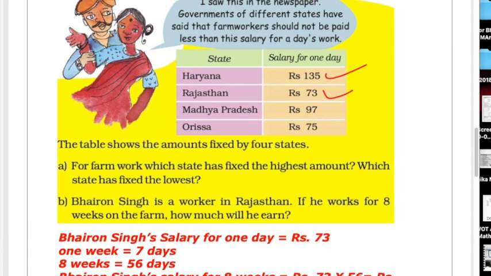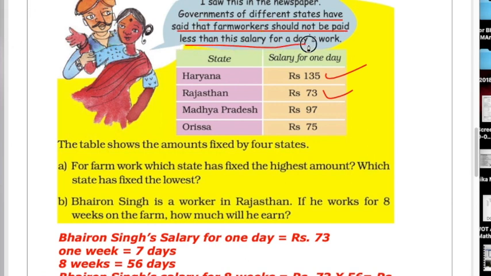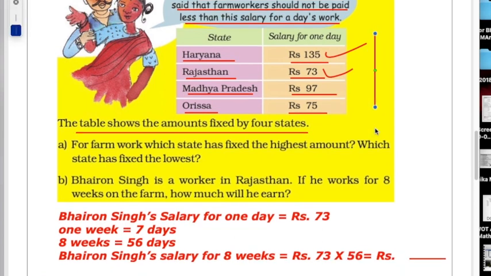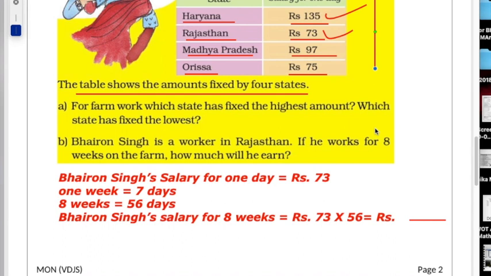Now the next question. I saw this in the newspaper. Governments of different states have said that farm workers should not be paid less than this salary for a day's work. For Haryana, salary is rupees 135, Rajasthan rupees 73, Madhya Pradesh rupees 97 for one day, and Odisha rupees 75 for one day. The table shows the amount fixed by four states. That means the salary for the workers for one day.